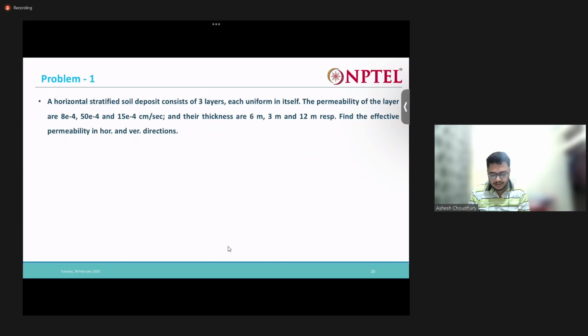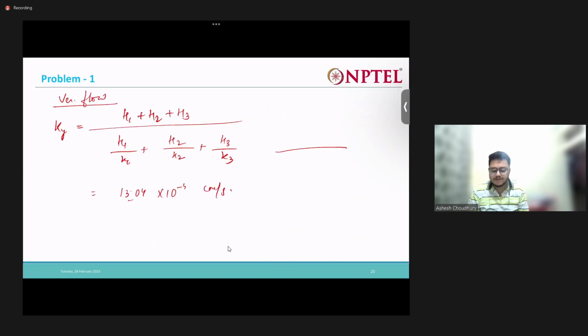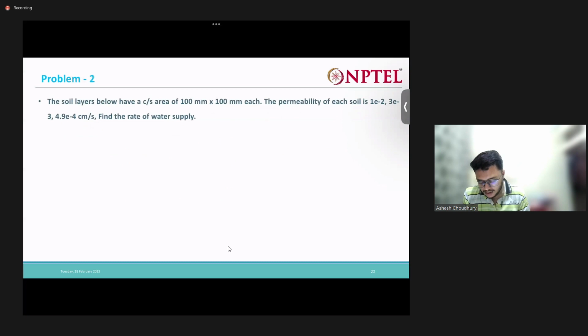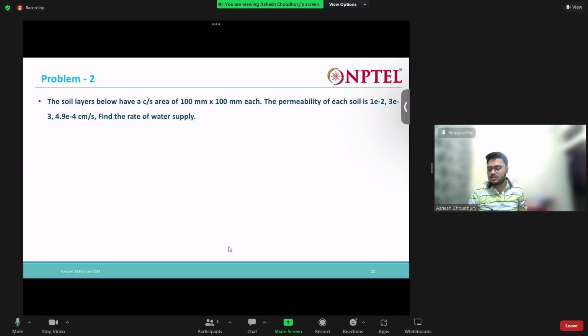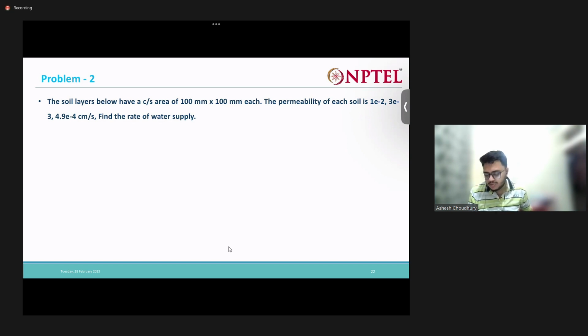So here we got 18, and the equivalent vertical was 30. Let us look into the next problem. I will draw the diagram for you. The soil layers below have a cross sectional area of 100 mm × 100 mm each. The permeability of each soil layer is 10^-2, 3 × 10^-3, and 4.9 × 10^-4 centimeter per second. Find the rate of water supply. So let me just draw it. The soil layer is like this.